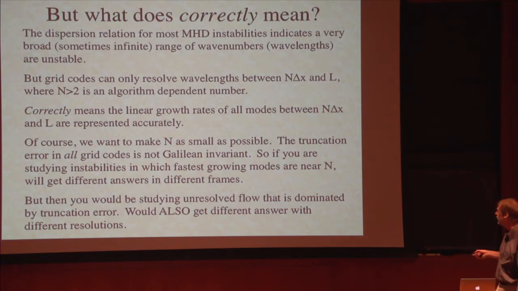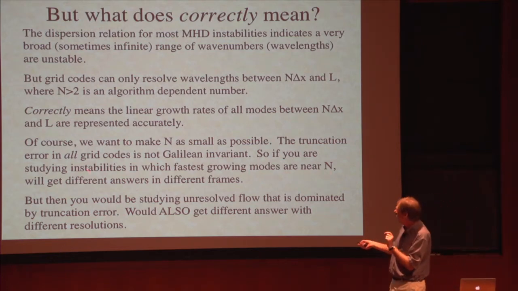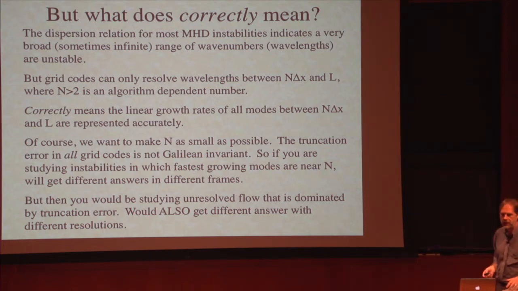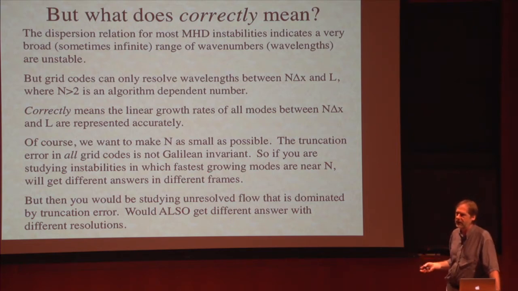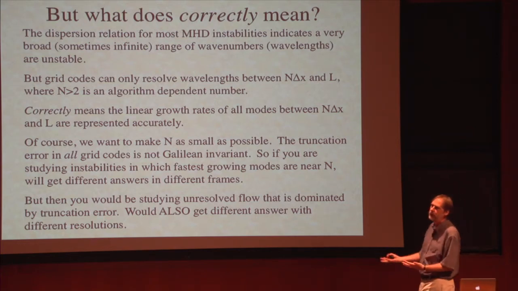So if you're studying instabilities where the fastest growing modes are right at the resolution of the mesh, near n, then they're going to be dominated by truncation error, which is not Galilean invariant. So the picture you get is going to look different depending on what frame you're in. But of course, that's not a bad thing, actually, because you're studying solutions that are dominated by truncation error. They're not the right solutions anyway. You don't need to use different frames. If you just use different resolutions, you would get a different answer. You don't need to boost to a different frame. You just double the resolution.